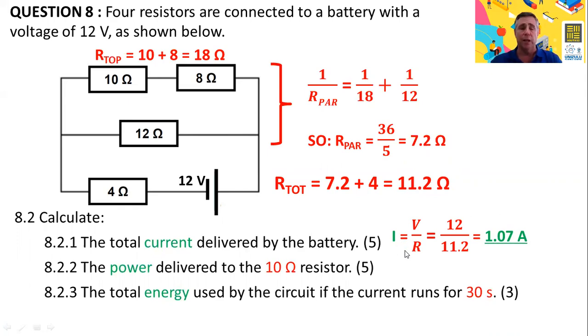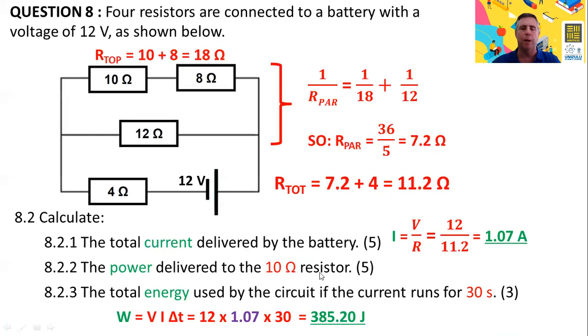Now, it's actually easier to do 8.2.3 next because it asks about the total energy used if the current runs for 30 seconds. Now, I'd suggest you use VIΔt, although there are different equations you can use because we know the voltage is 12 volts. We know the total current is 1.07 amps, multiply by 30 seconds, and we get 385.20 joules. So I think it's easiest to do that question next.